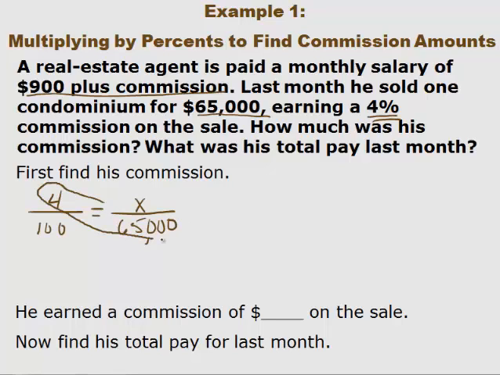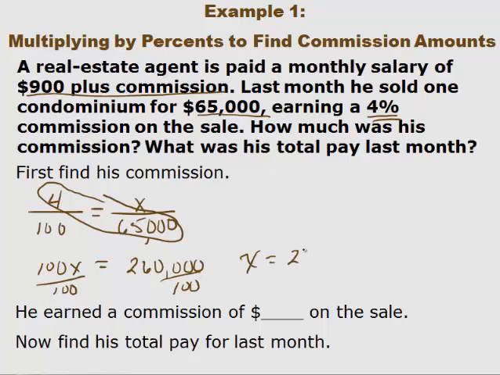We're going to multiply across the diagonal for our cross products. 4 times 65,000 is 260,000. This side is 100x. They are equal. Divide both sides by 100, and x is going to equal $2,600. So his commission on the sale was $2,600.